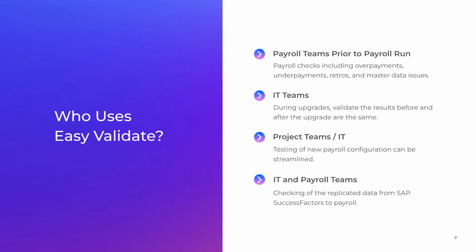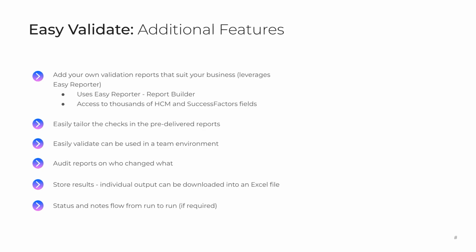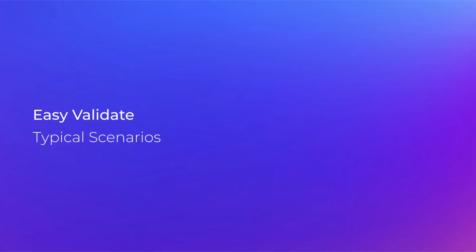EasyValidate is used by payroll teams for pre-payroll checks, IT teams for upgrade validation, project teams for testing configuration, and both IT and payroll teams for checking SuccessFactors data replication. EasyValidate offers additional features like adding custom validation reports, tailoring pre-delivered checks, supporting team environments, providing audit reports, storing results, and flowing status and notes between runs. EasyValidate can be used for more than just payroll runs. Let's look at a few scenarios.